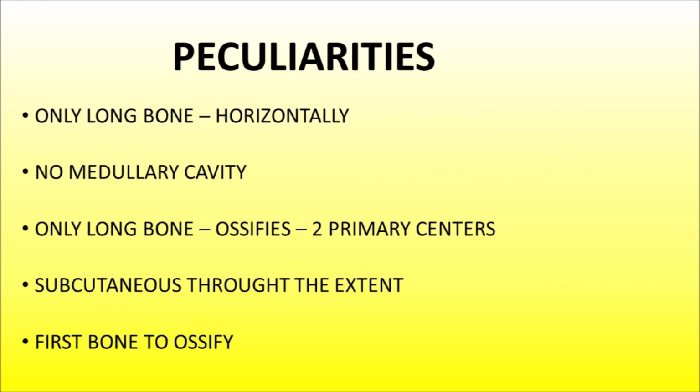To look at its peculiarities, it is the only long bone that lies horizontally and has no medullary cavity. It is subcutaneous throughout its extent and is the first bone to start ossifying between the 5th and the 6th week of the intrauterine life, and the last bone to complete its ossification, that is at 25 years. It is the only long bone that ossifies by 2 primary centers and is the only long bone which ossifies in the membrane except for its medial end, which ossifies in the cartilage.